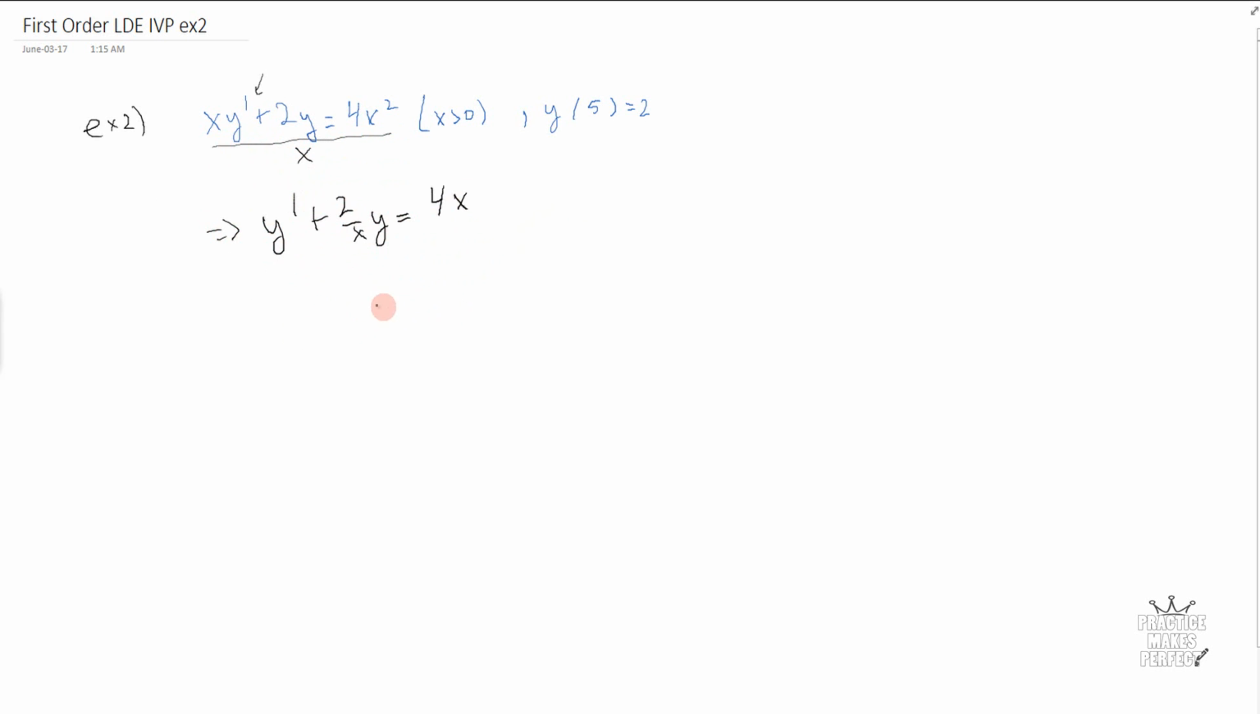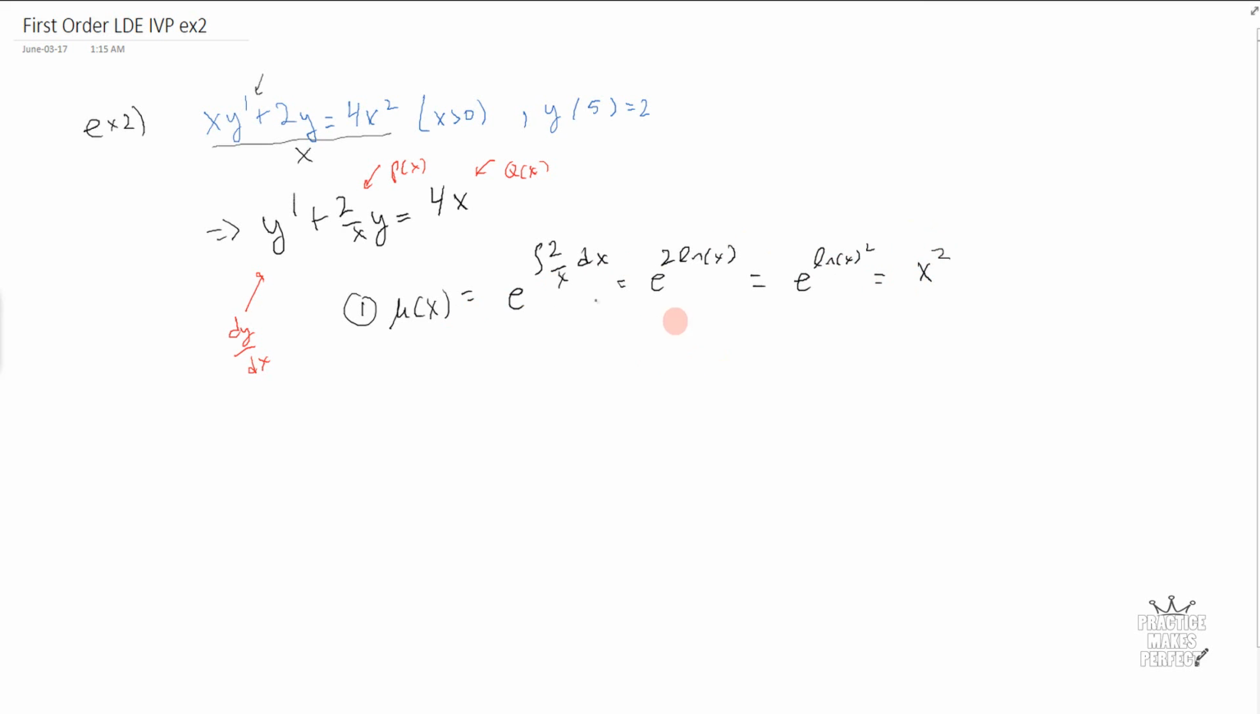So we're going to go straight off and find the integrating factor. To find the integrating factor, it's just e to the power of the integral of this function, which was p of x. Let's continue solving it. So this is e to the power of 2 ln x, which is the same thing as e to the power of ln x squared. So this is our integrating factor, x squared.